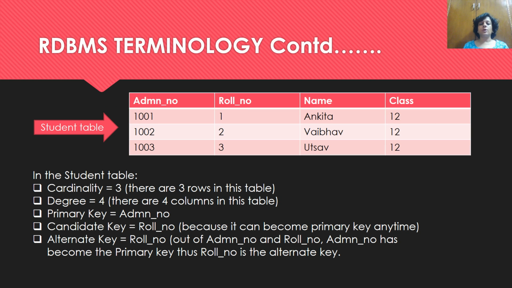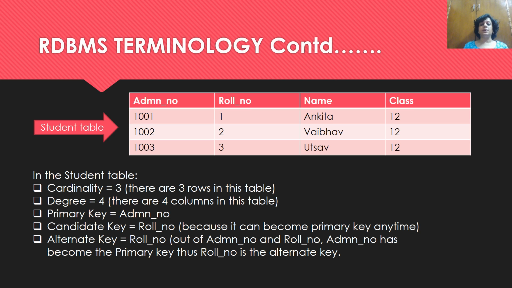To understand the concept of RDBMS terminology, let us consider the students table which you can view on the screen. In this student table, there are 4 attributes: admission number, roll number, name, and class. And there are 3 records. For admission number 1001, 1002, and 1003. So we can say that cardinality of the table is 3, as there are 3 rows in the table. Degree of the table is 4, as there are 4 columns in the table.